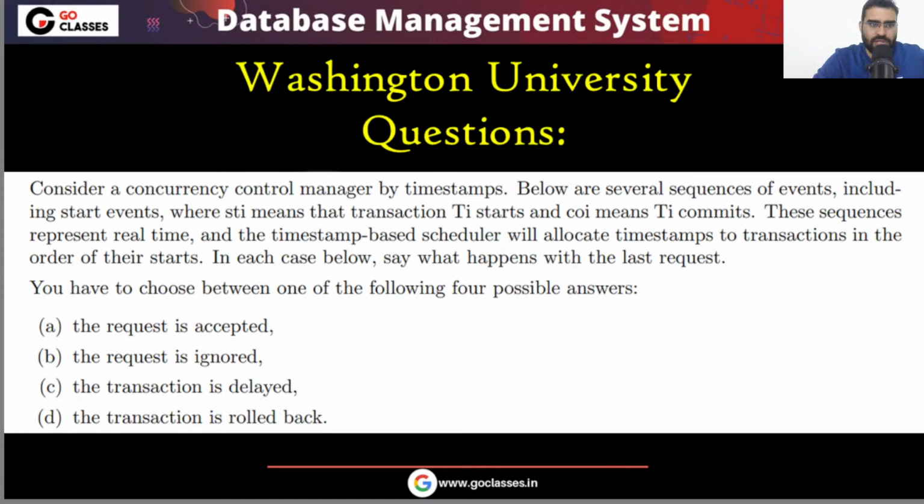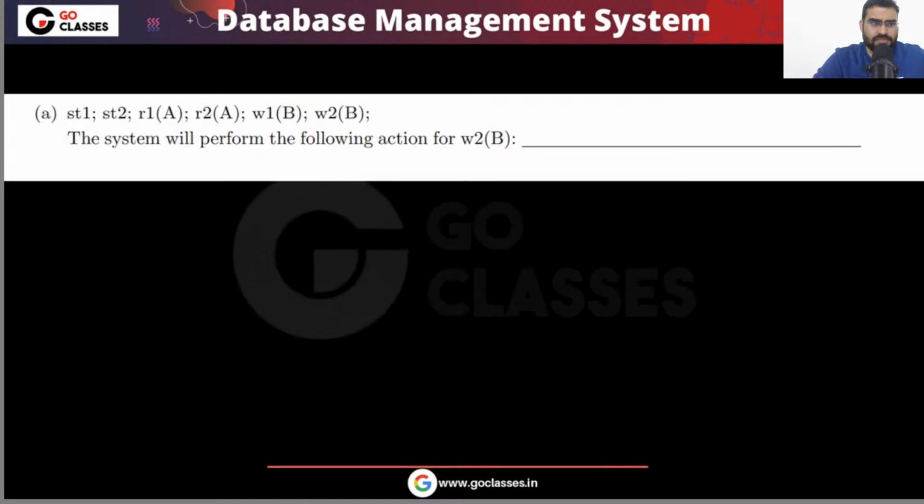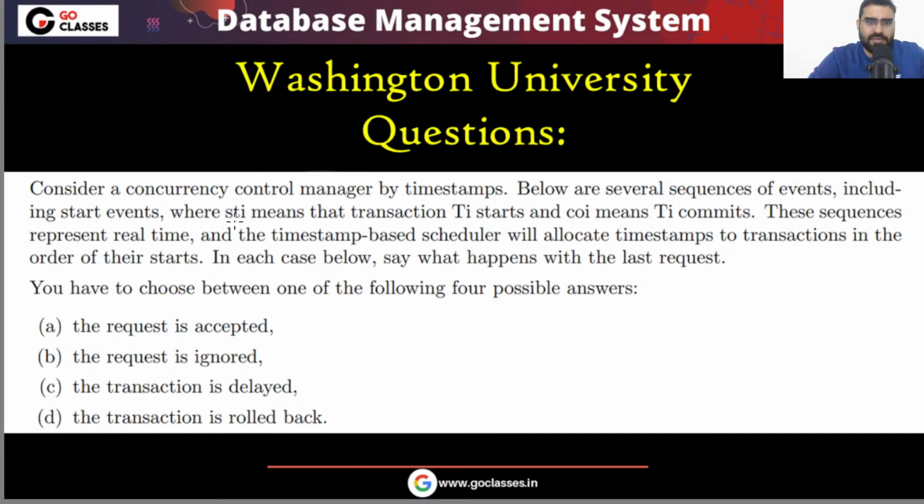Okay, what is this question saying? Let's see the first question. First of all, let me tell you that STI means that the transaction is starting, and COI means the transaction commits. And we have a timestamp scheduler. The timestamp scheduler will allocate timestamps to transactions in the order of their start.